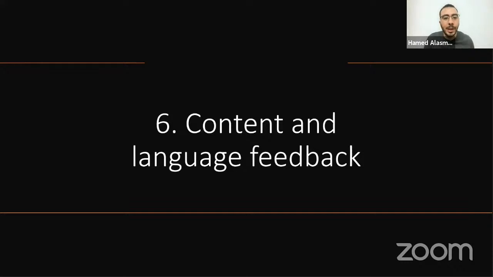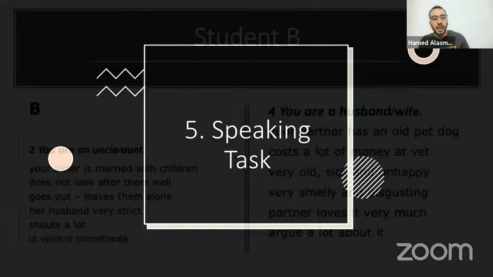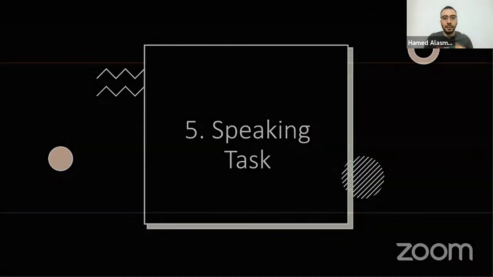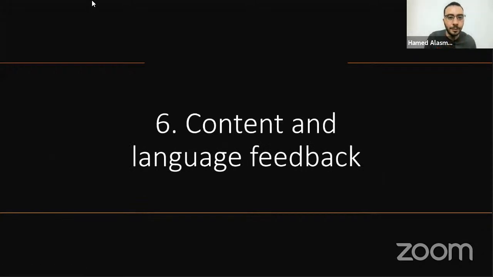Ahmed, point 5 is the speaking. We mentioned it while we're speaking about this one here. It's the speaking task. Okay.